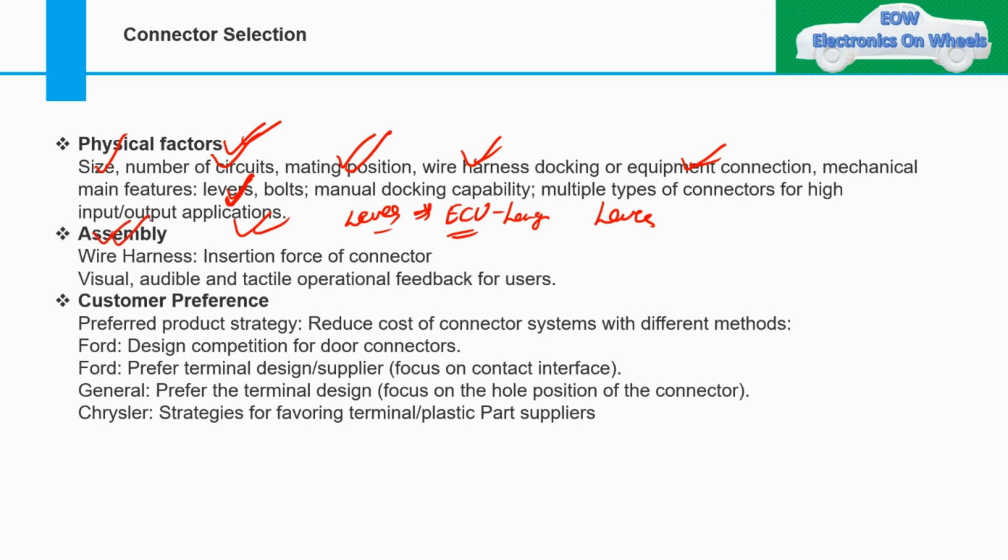Then there is another factor, that is assembly. What is the insertion force for those connectors? That you have to see. Then visual also you have to see. What does visual mean?